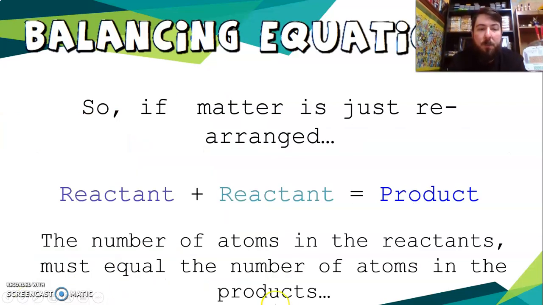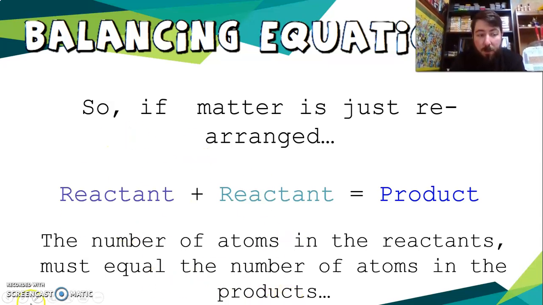So basically this here is our basic chemical equation. We have our reactants, so those are the things that react with one another, and they combine together to make products. So it might be a bunch of things that combine into one product. It might be things that rearrange themselves into different products. But the important thing to remember is that the number of atoms that are in the reactants must equal the number of atoms that are in the products.